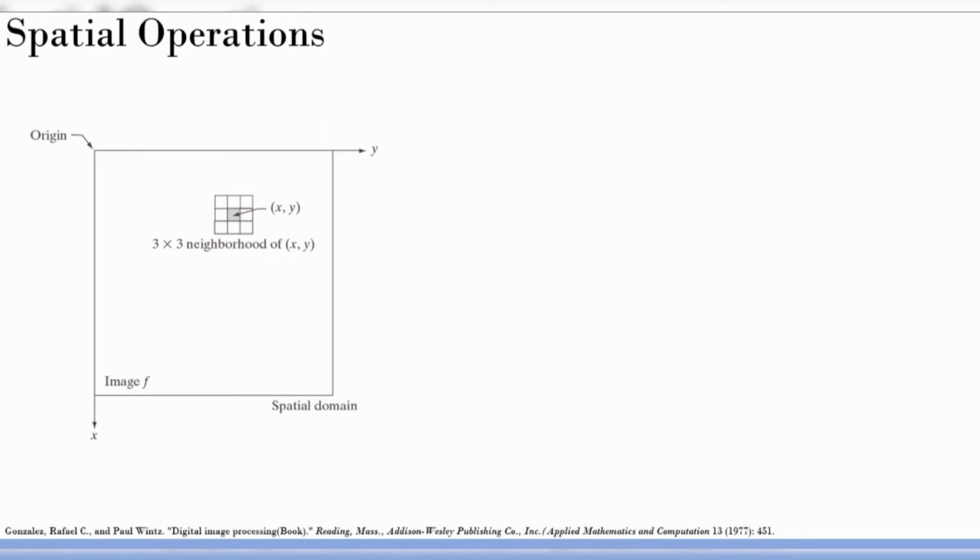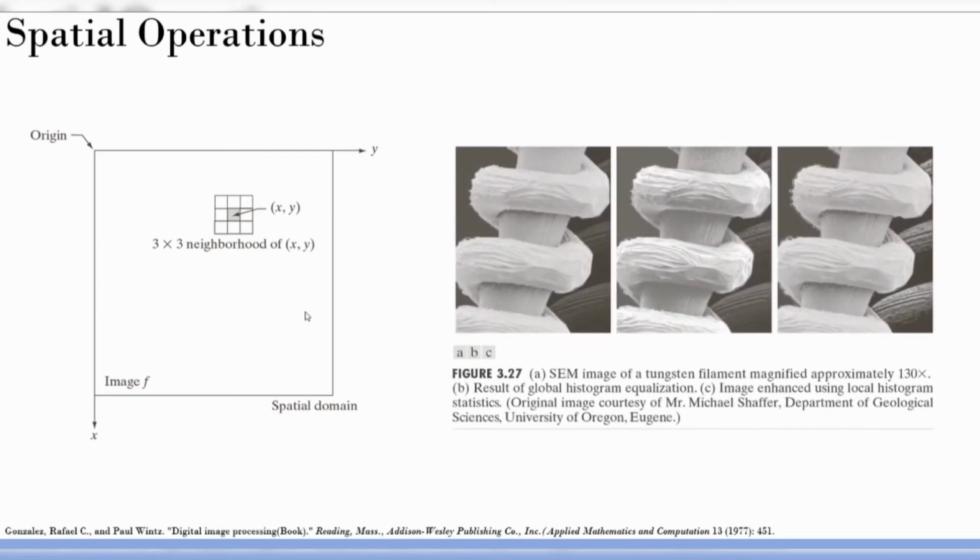One such classical example is illustrated in this figure. Here we have a scanning electron microscope image of a tungsten filament, and this image is the histogram equalized image. Basically, of this image, we do histogram equalization and we arrive at this result. This is a global histogram equalization, because we take the image, we take the histogram of the image, then we equalize it, and you have the new image. So this is a point operation. These two are related by a point operation.